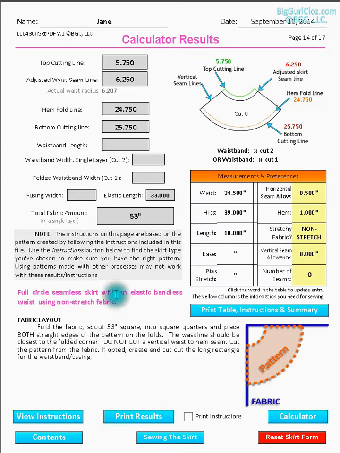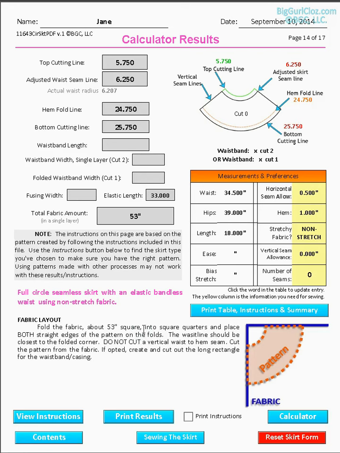Also note that the suggested fabric amount may be given in a single layer square. The numbers in yellow are the measurements you need to keep in mind while sewing. The pink wording is a summary description of the skirt that you configured. And the fabric layout and image gives a general idea on how to lay out the pattern on the fabric in order to cut out the skirt pattern. If the fabric size required is larger than the width of your fabric, you will have to make adjustments like adding panels.